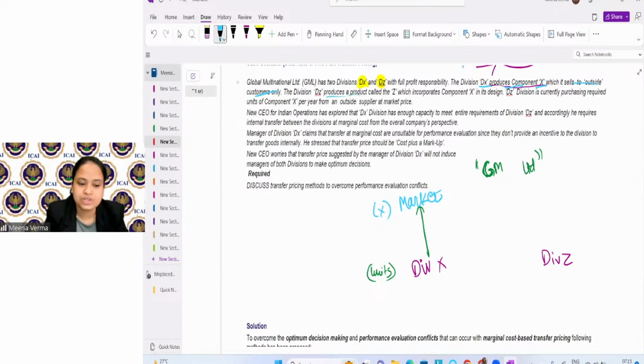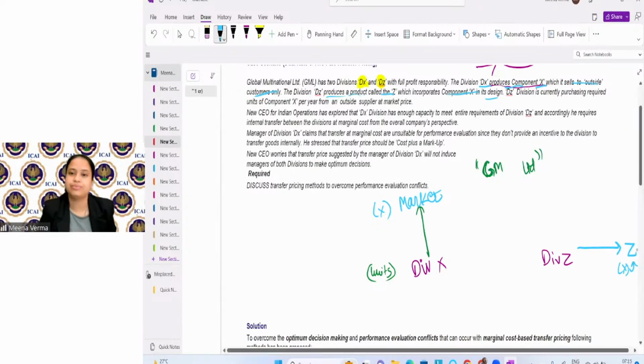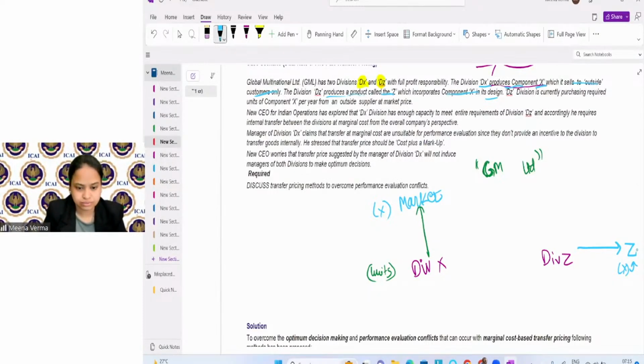Division DZ produces the product Z, which incorporates component X in its design. Now, the point is that DZ is also producing a product Z, which requires X as an input. For the production of Z, X is required as an input in it.